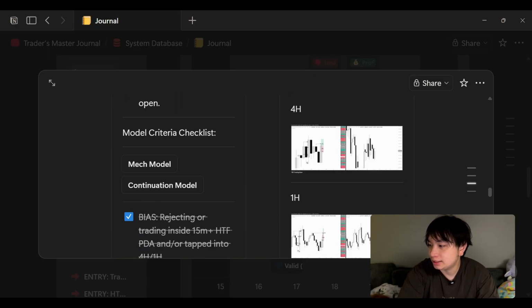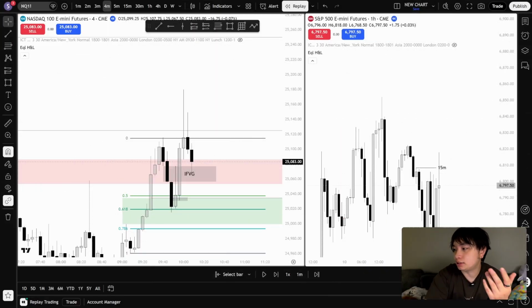But yeah, it just kind of sucked for me. It just sucked that it ended the way it ended. But you know what? We learn and we just keep moving forward. So without further ado, let's get into Thursday's trade.